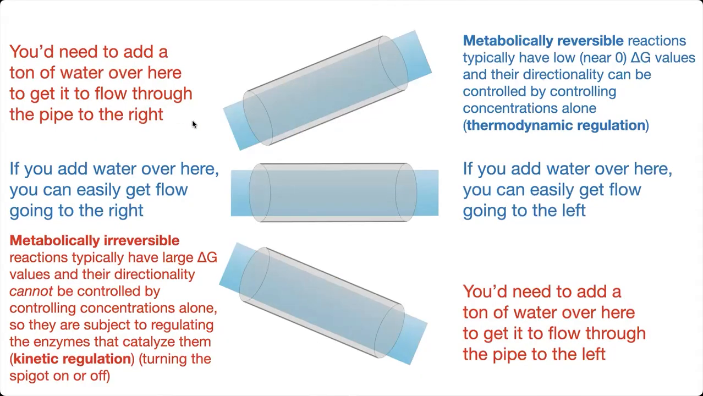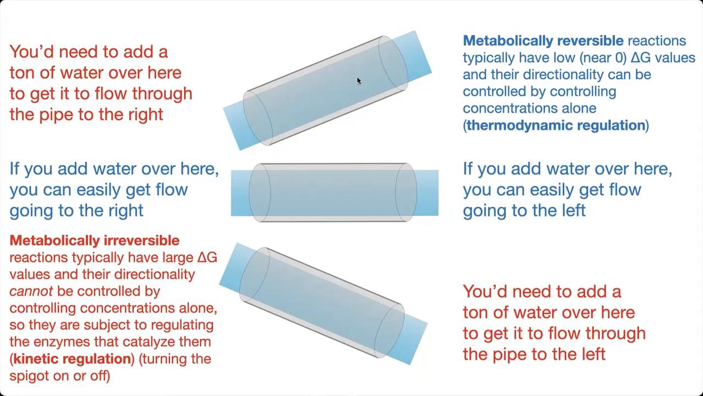If you think about your pipe, and instead of thinking about it vertically where we have to think about gravity helping out that one down direction, let's think about our pipe being parallel. So this is kind of if we had a delta G that is going to be 0. If we add water over here, then it's going to push the water to the right. And if we add water over here, we can get it to flow to the left. So that would be like a metabolically reversible reaction. Just by changing the concentrations of our products and reactants, we can control the directionality of the reaction. We call this thermodynamic regulation.